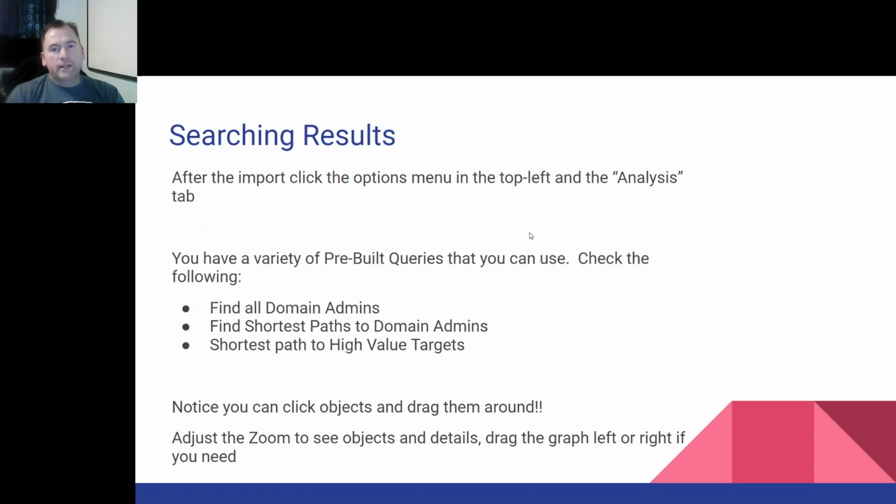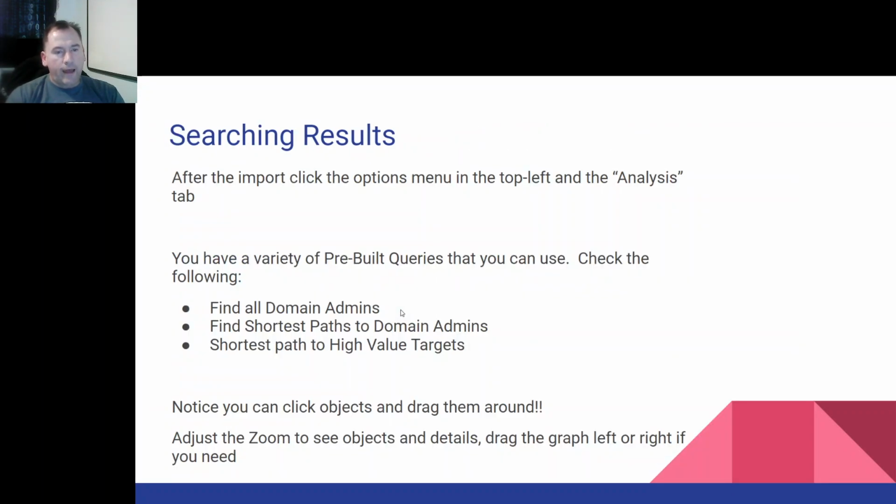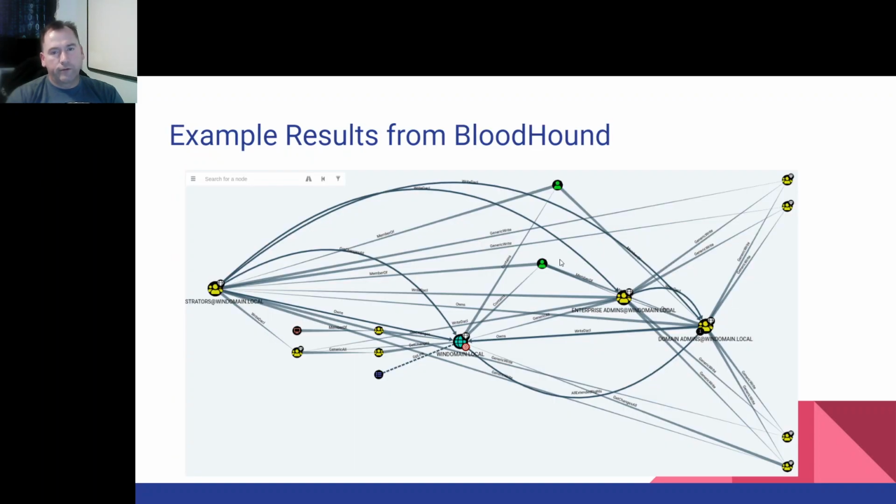After the import, click the options menu in the top left corner and the analysis tab. You will see that there are various built-in queries that you can use. Go ahead and click on or check the following: find all domain admins, because this will tell you who the domain admins are. Click find shortest paths to domain admins, and shortest path to high value targets. This is the graph that you'll get for shortest path to high value targets.